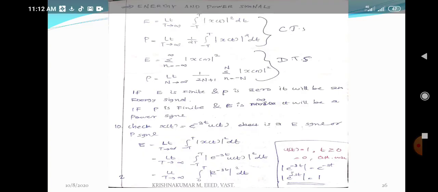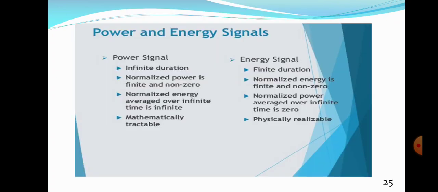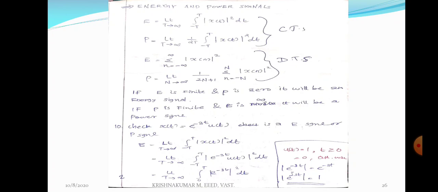So we can do some problems in connection with energy signal and power signal. If a signal has infinite duration, it will be a power signal. If a signal has finite duration, it will be an energy signal. An energy signal is physically realizable, a power signal is mathematically traceable. To check whether the given signal is an energy signal or power signal, we have to calculate the energy value and power value. If energy is finite and power is zero, definitely you can write it is an energy signal. If power is finite and energy is infinite, you can write the given signal is a power signal.